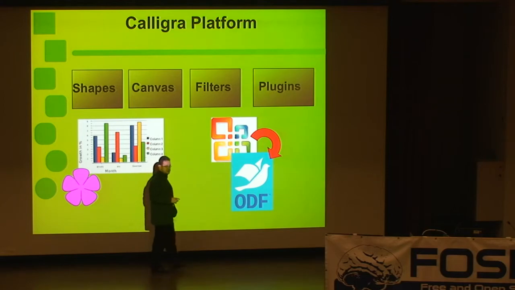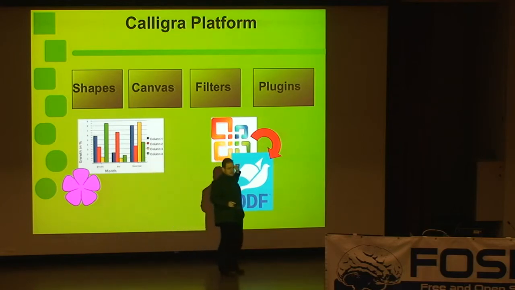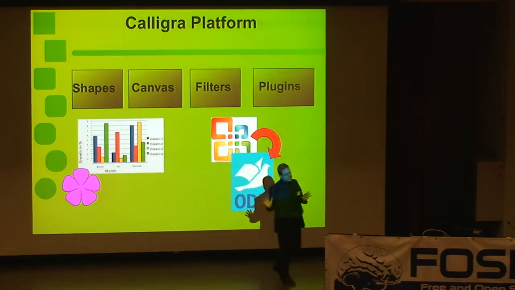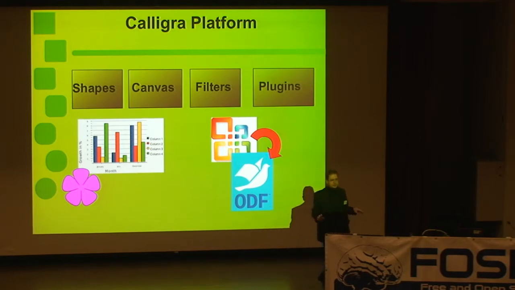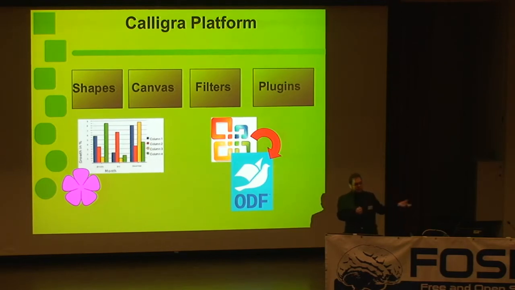Then we have the filters. The situation there is getting a little bit unclear these days, but one firm principle was that a filter in Calligra is independent of the application it filters to. So if you filter from a Microsoft Office document, what you get is an ODF document, and the ODF document is what the Calligra application reads. That works fine for presentations.